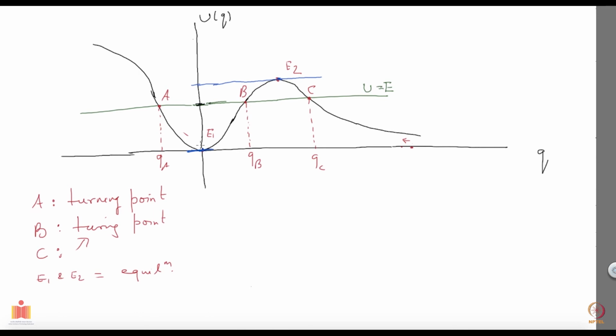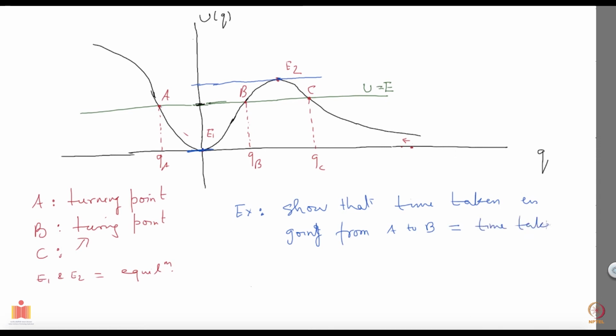Okay, I'll give you an exercise here. So what you have to show is the amount of time the system takes in going from A to B will be equal to the time it will take from going from B to A. Okay, so show that time taken in going from A to B is equal to time taken in going from B to A.